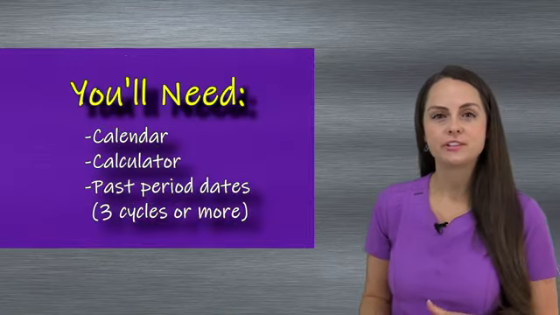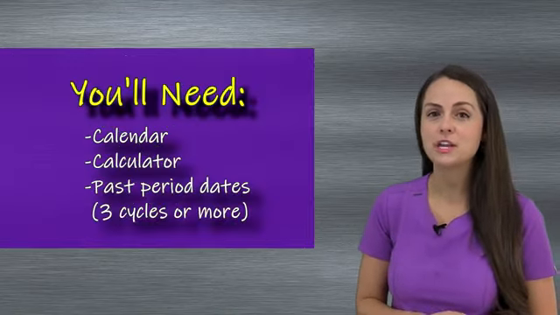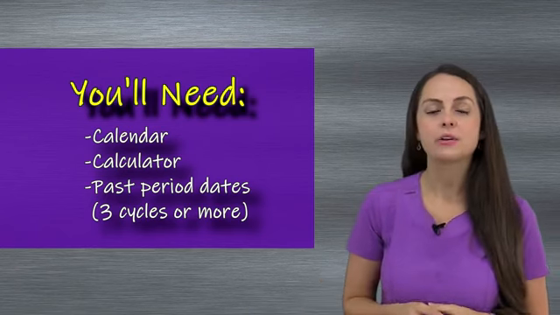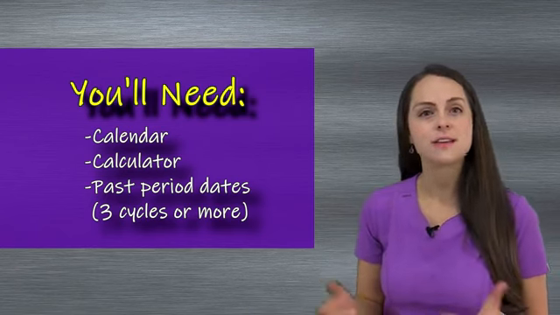You're going to need a calendar, a calculator, and dates of when your period started, preferably at least 3 cycles, because we're going to average those cycles out to help us calculate that menstrual cycle length. So let's take a look at some menstrual cycle start dates.